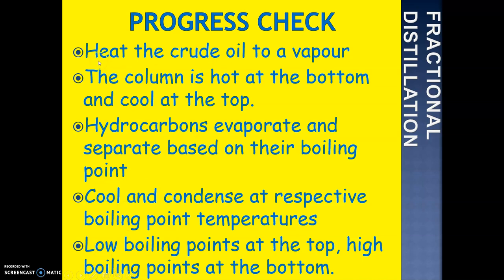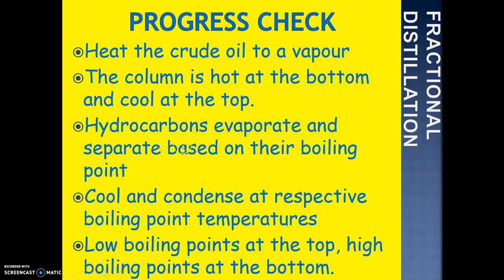So the first part you need, guys, is to heat the crude oil into a vapor. The crude oil must be as a gas or a vapor here. It must be in a gaseous vapor state. The column is hot at the bottom and cool at the top. That's the second part. That's how we're going to separate it out. So at the top it's coolest at 40 degrees Celsius, and at the bottom it was 340 degrees Celsius.